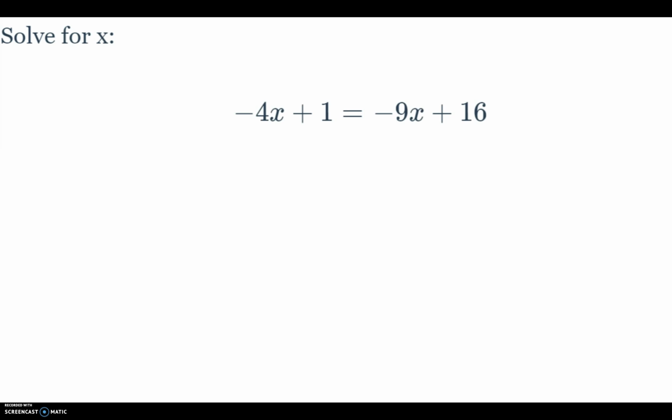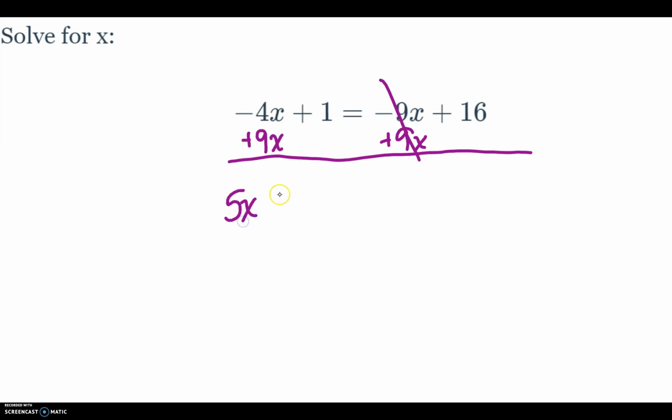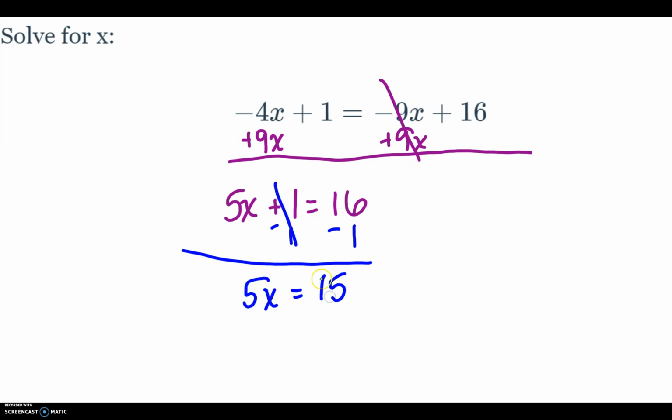By solving for x, you want to isolate the variables by bringing your x to one side and all your constants to the other. So I'm going to take this negative 9x and add it using inverse operations to the other side. So negative 4 plus 9x, we have 5x plus 1 equals 16. Now we're going to take that positive 1, bring it over to the other side to get 5x equals 15. And then from here, our final step is divide both sides by 5, and x is equal to 3.